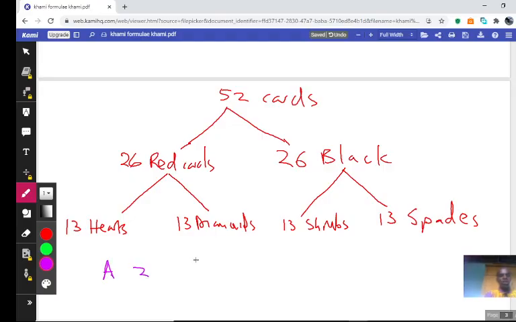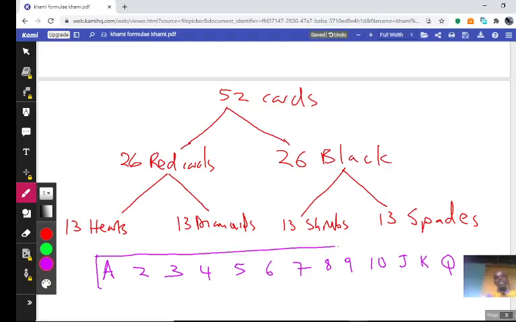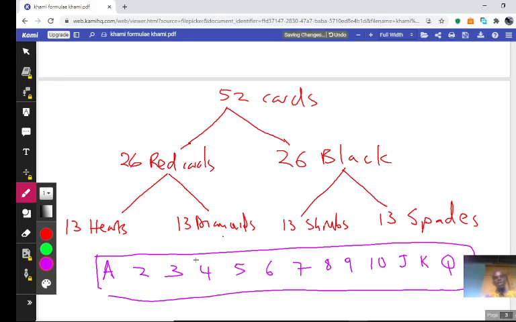We have 2, 3, 4, 5, 6, 7, 8, 9, 10. Then we have J, K, Q, like this. So how many cards do we have altogether? There will be 1, 2, 3, 4, 5, 6, 7, 8, 9, 10, 11, 12, 13. So there are 13 in total, which means there are 4 aces: 1 ace for the hearts, 1 for the diamonds, 1 for the clubs, and 1 ace for the spades.